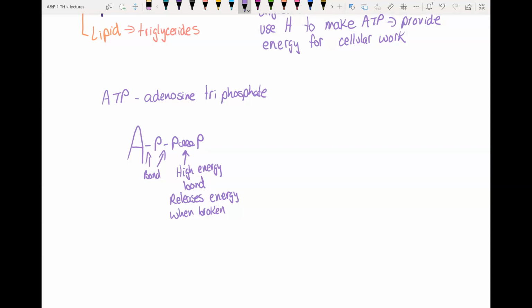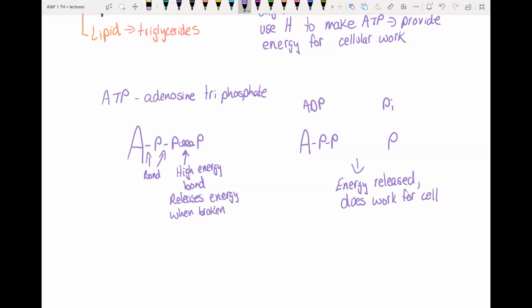When your cell has work it needs to do, it breaks this bond. And when it does, you get ADP. So if you break that bond, the phosphate is no longer attached. It's just over here by itself. And that energy that was in the bond is released, and it does work for the cell. Now you have ADP and Pi, just a phosphate by itself.